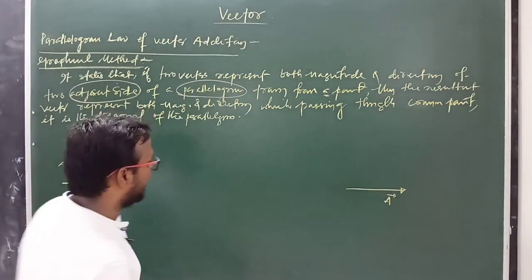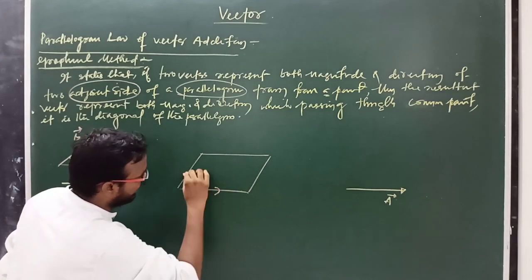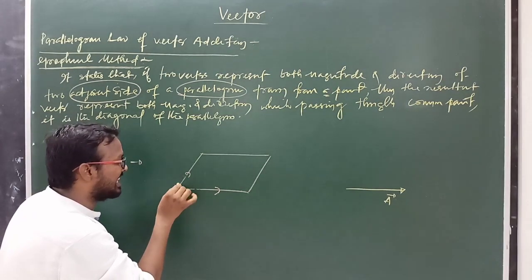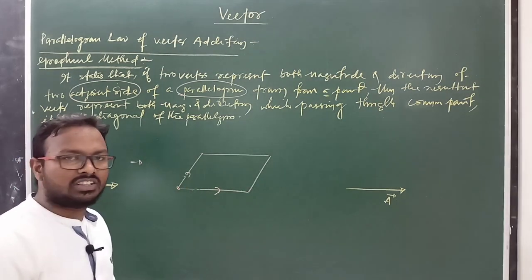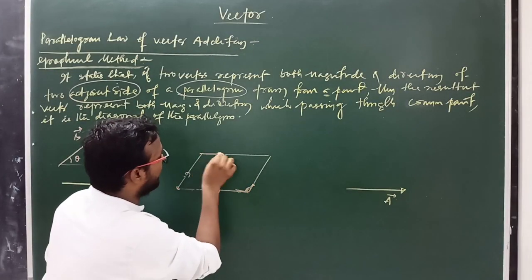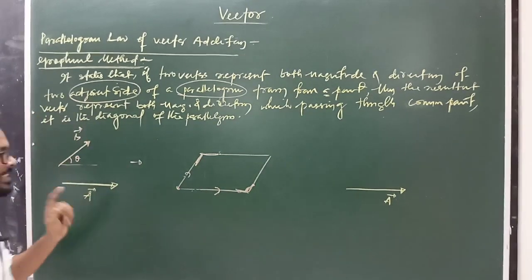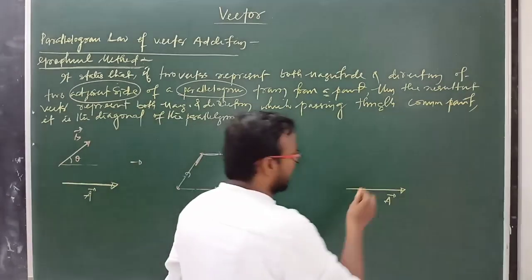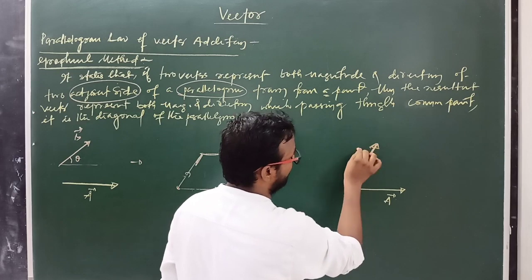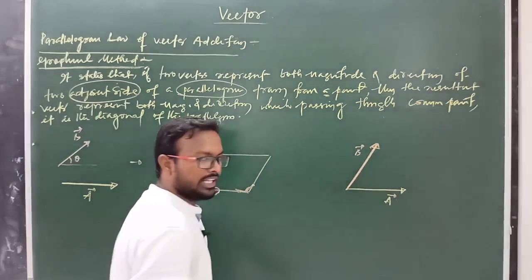Adjacent side means, in a parallelogram, you know. This is known as a parallelogram, and these are known as two adjacent sides. The two sides that lie next to each other are known as adjacent sides, and here this side is known as an adjacent side, and this side is known as an adjacent side. So A vector and B vector represent two adjacent sides of a parallelogram. This is another adjacent side of a parallelogram which meets at a common point.